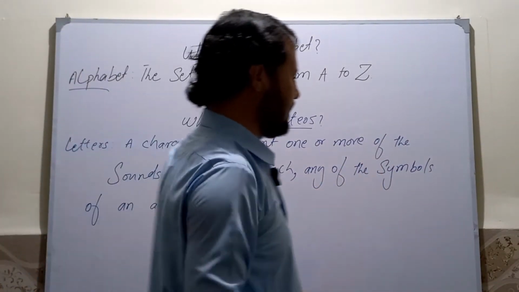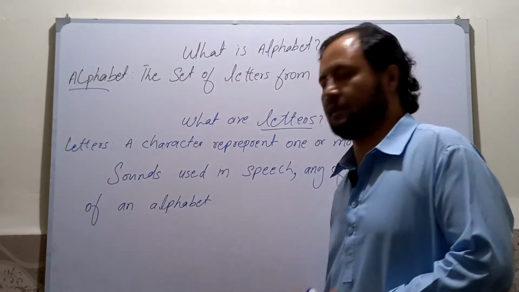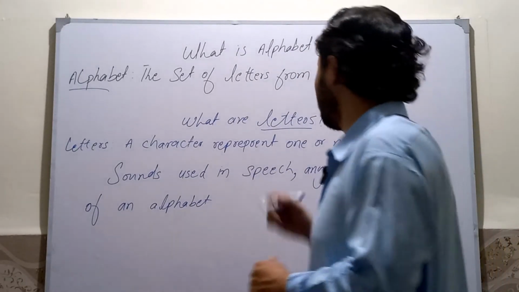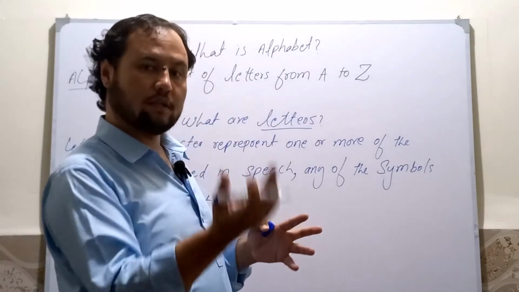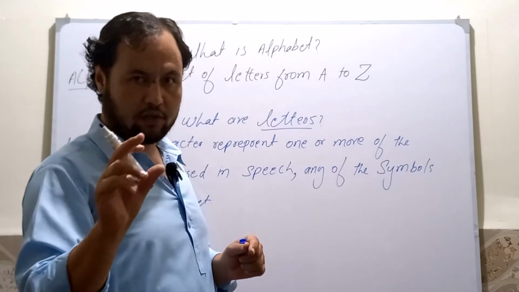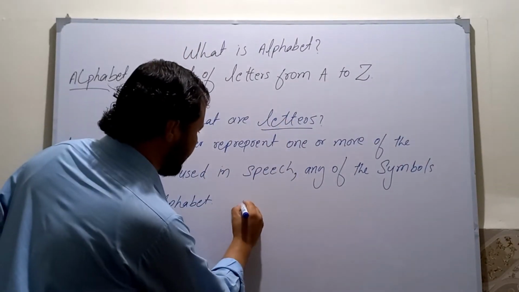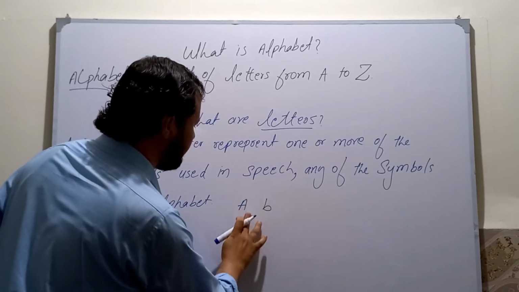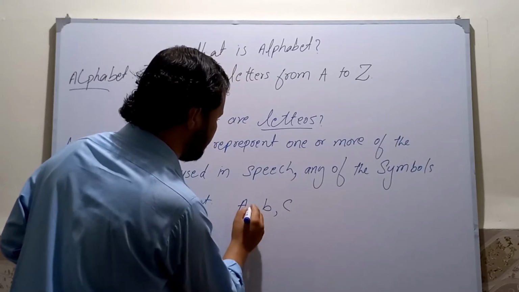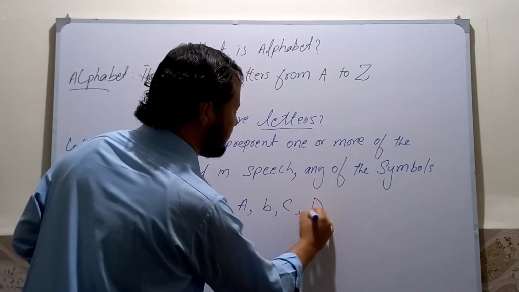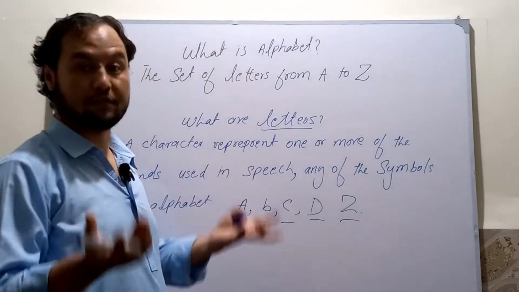Any of the symbols of an alphabet, we call them letters. So the alphabet we studied from A till Z, which are in a specific order and sequence, we call alphabet. And any one of them, like for example A or B or C or maybe D or maybe Z, any one of them individually we call letters.